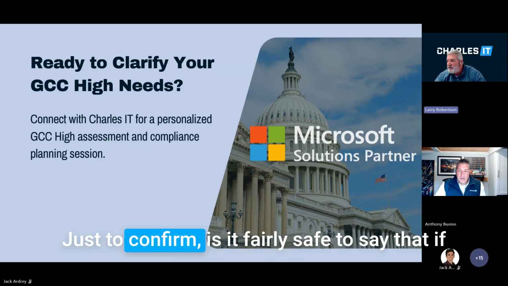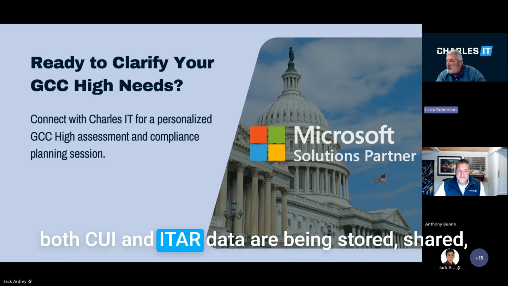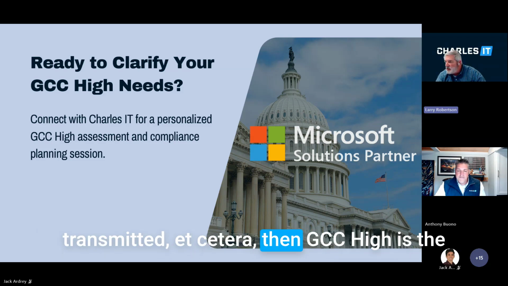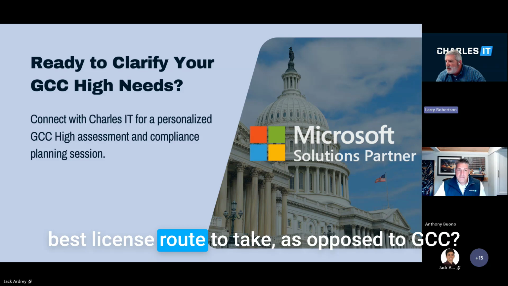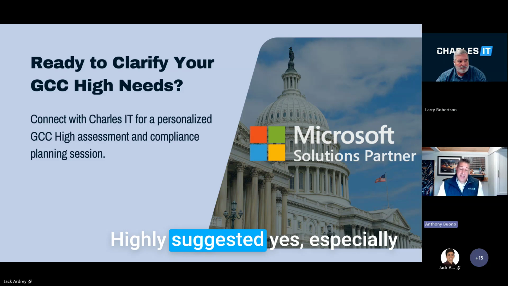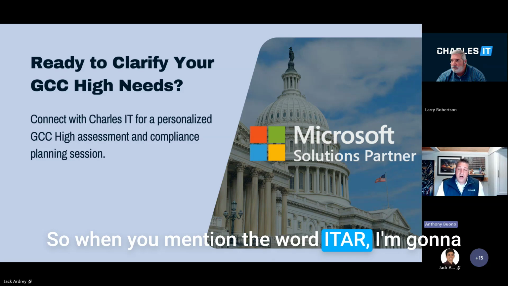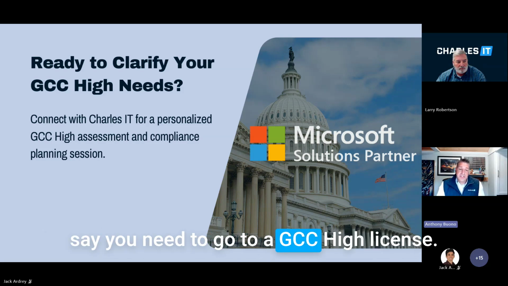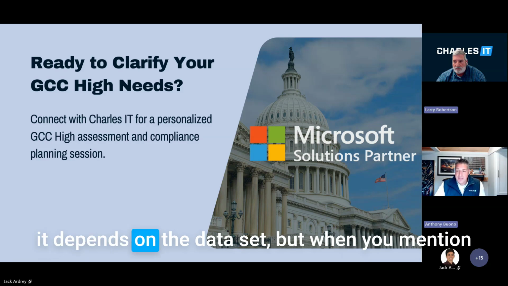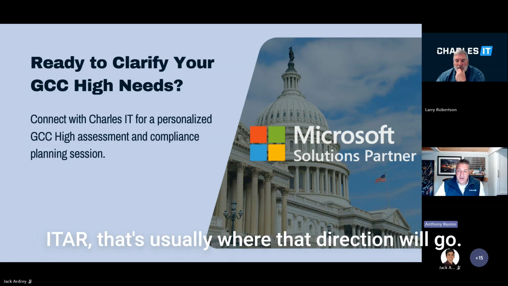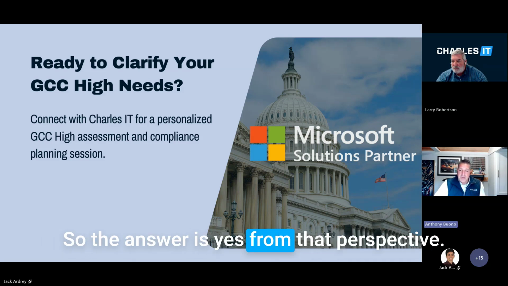There's another one. Just to confirm, is it fairly safe to say that if both CUI and ITAR data are being stored, shared, transmitted, et cetera, then GCC High is the best license route to take as opposed to GCC? Highly suggested, yes, especially if you're mentioning ITAR. So when you mention the word ITAR, I'm going to say you need to go to a GCC High license. It depends on the data set, but when you mention ITAR, that's usually where that direction will go. So the answer is yes from that perspective.